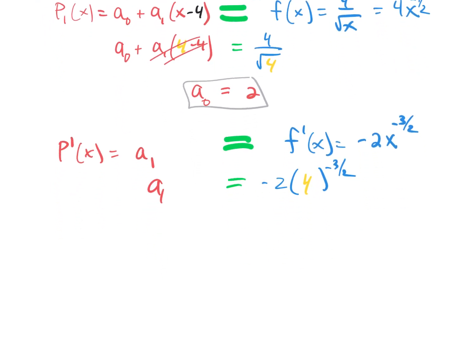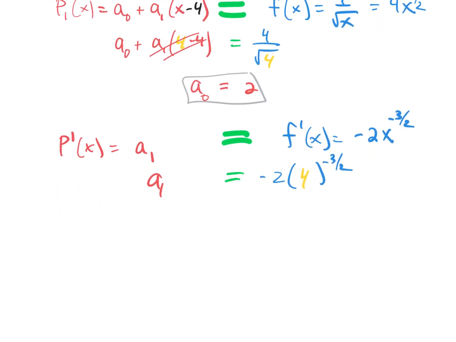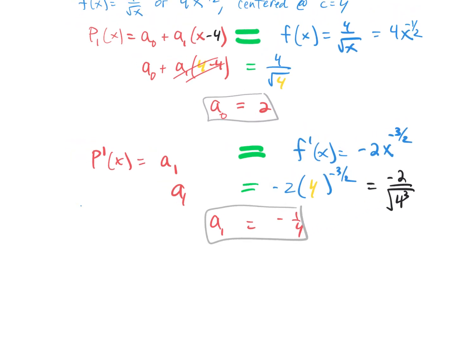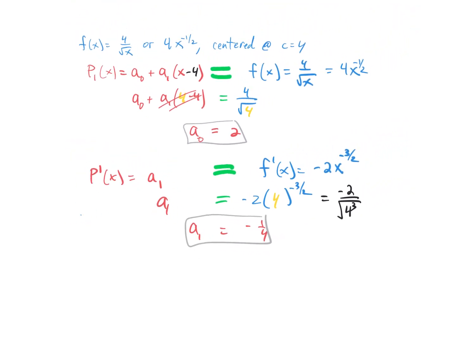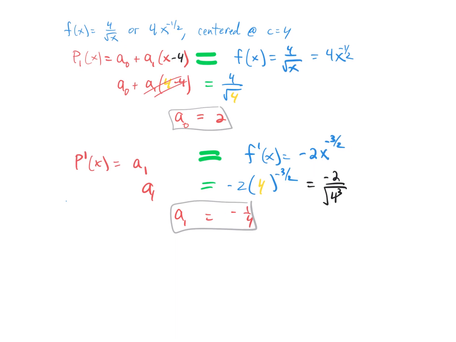So on the left side, when x is 4, that expression is just a sub 1. And on the right side, when x is 4, we have negative 2 times 4 to the positive 3 halves on the bottom. That's the square root of 64, which is 8. So negative 2 over 8 is negative a quarter. And that does it. We're looking for a polynomial. And for the polynomial, its DNA is all contained within the coefficients. So if you find those coefficients, you're done.